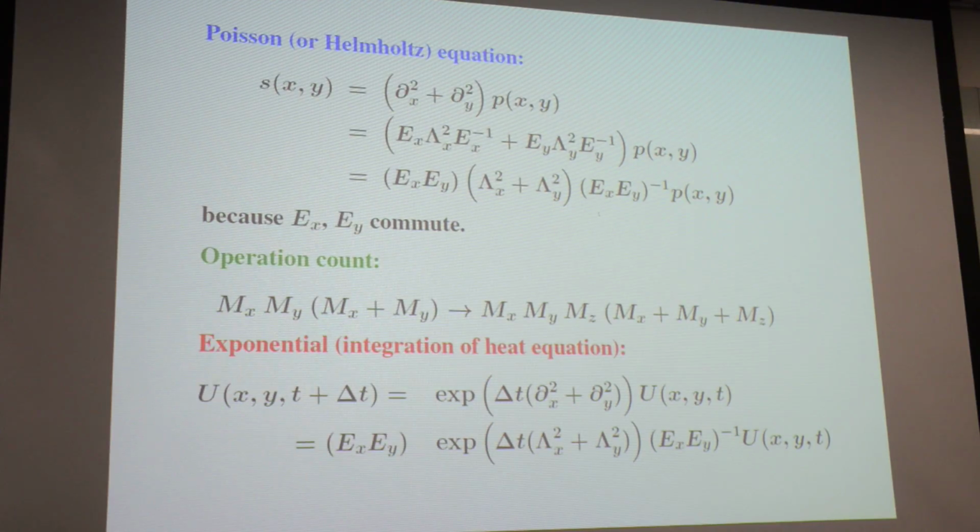Once we're in the eigenvalue space of both of them, the Laplacian is diagonal. So that's an operation. All you have to do is divide by the eigenvalues, and there's one eigenvalue for every x and y. And then we come back from eigenvector space in x. We come back from eigenvector space in y. And our total operation count is like this. So something like what I was doing there.